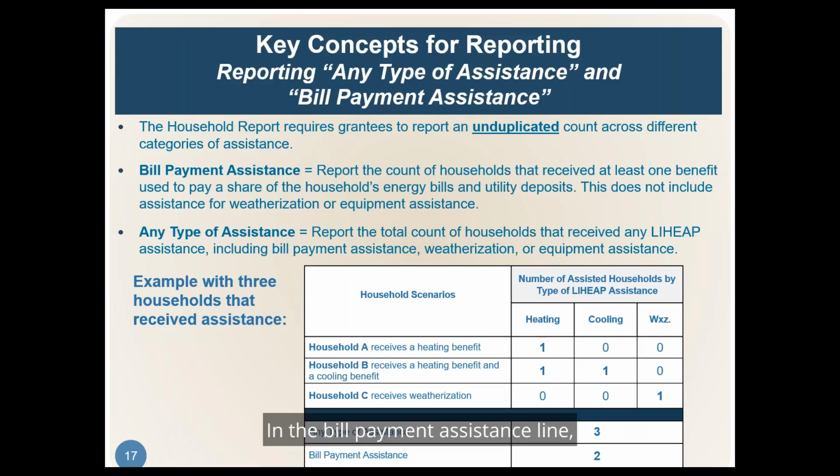In the bill payment assistance line, we saw that household A and B got heating or cooling benefits. And so these 2 households, A and B, are going to be counted in the bill payment assistance line. Household C is not counted in this line because weatherization isn't bill payment assistance.